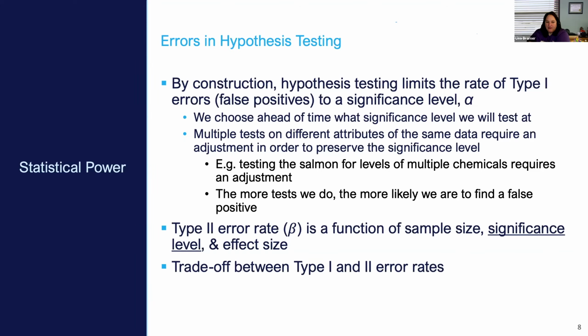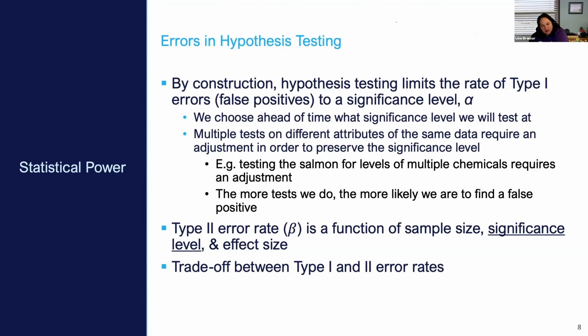And we might be doing multiple tests. If you're doing multiple tests, that error rate for one hypothesis test does not necessarily hold if you're doing a bunch of them. In general, the more tests that we do, the more likely we are to find a false positive.